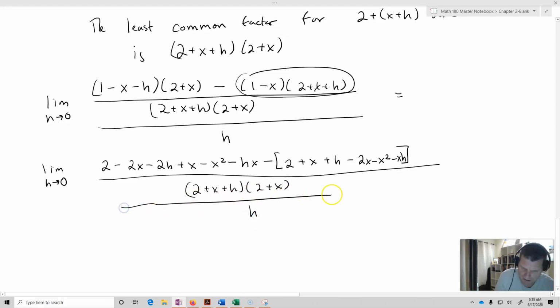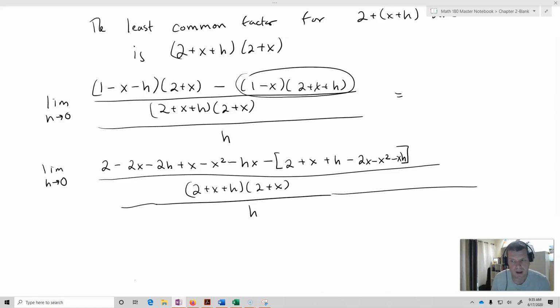Now you notice that the denominator here on the top fraction, I didn't simplify it yet. And the reason why is because I'm not going to factor out the h's there. In fact, if I just plug in h equals 0 into that, that's no problem. It's just going to be 2 plus x squared. That's going to be just fine for me, okay?